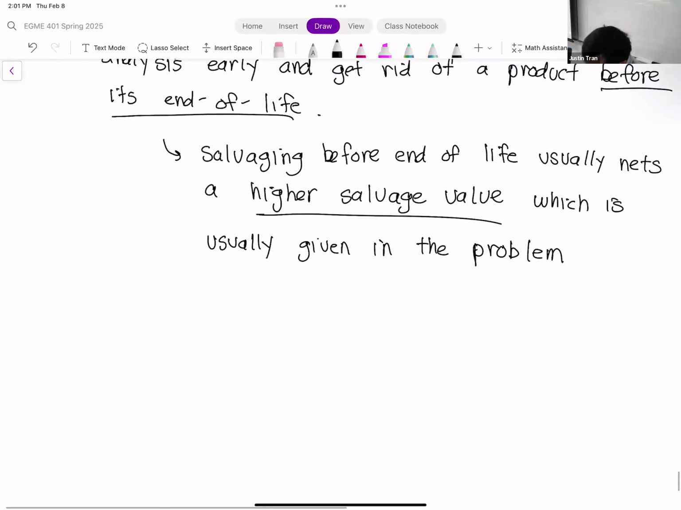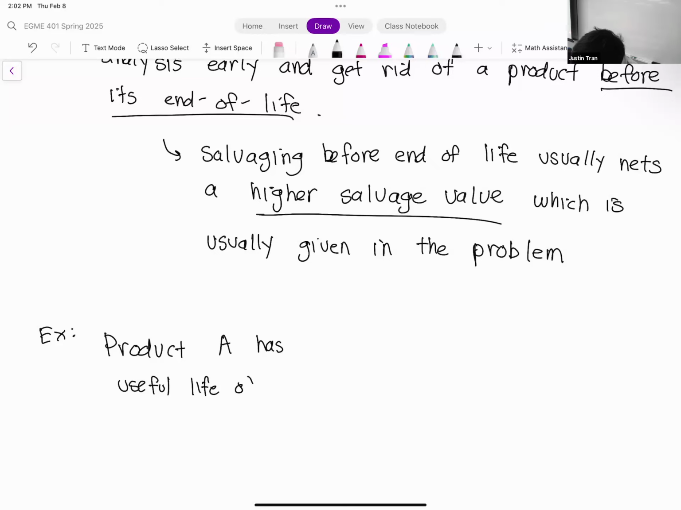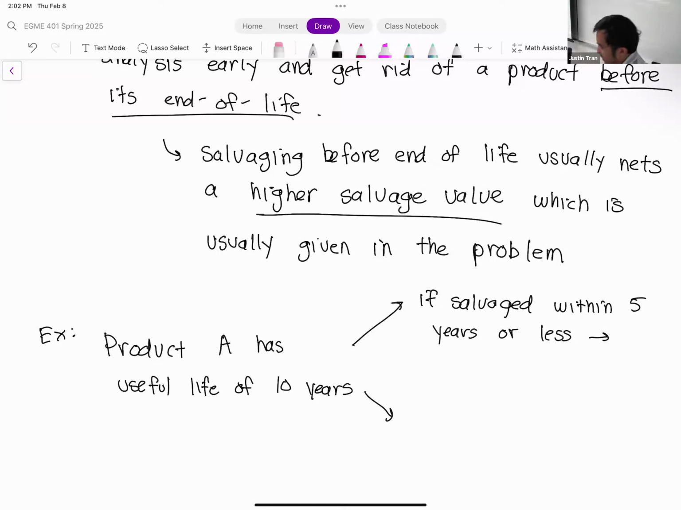Okay? And usually it's written in terms of this. Let's say some product, product A, has a useful life of, let's say, 10 years. So you can use the product safely for 10 years. So if salvaged, so if you get rid of that product, let's say you get rid of it in 5 years or less, if you salvage it within 5 years or less, the salvage value will be given to you as X.